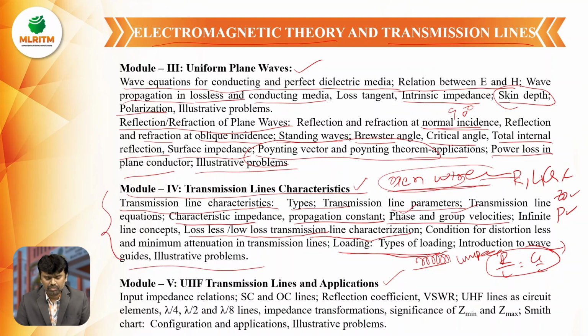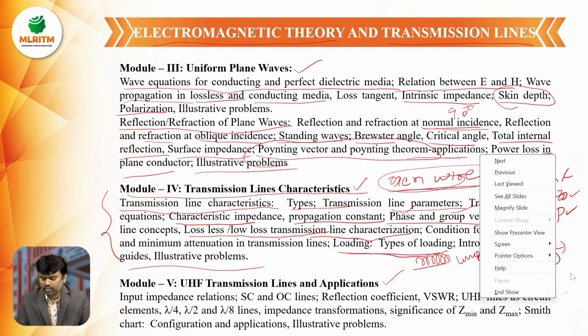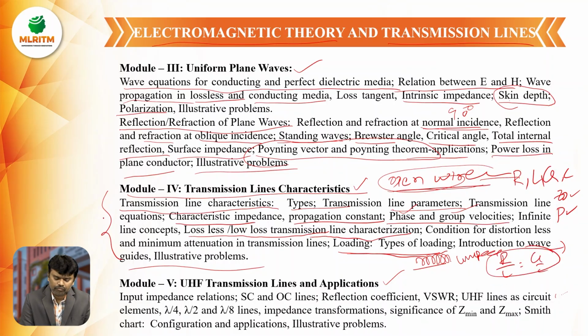Coming to the fifth module, mainly we will learn the transmission line parameters at the receiver end. The fourth module is mainly focused on the transmitting end. This is the receiving end. Here we will derive the transmission line equation at the receiving end, while in the fourth module we derive the transmission line equation at the transmitting end.